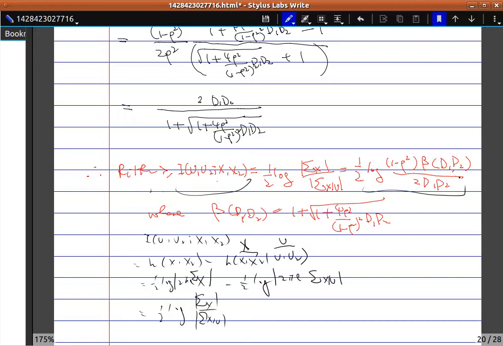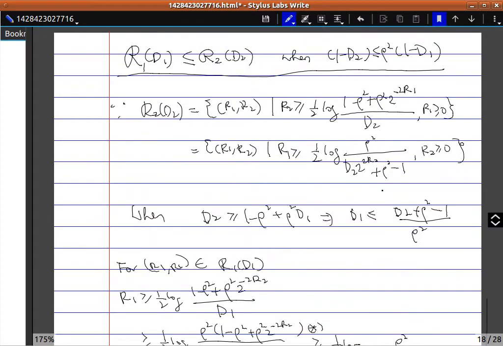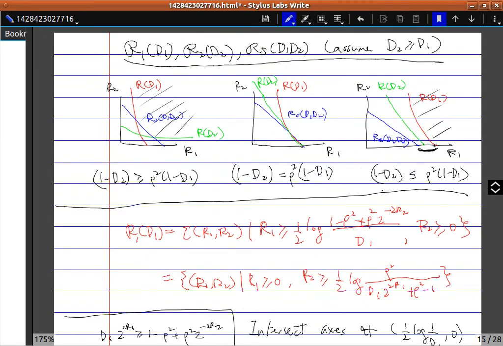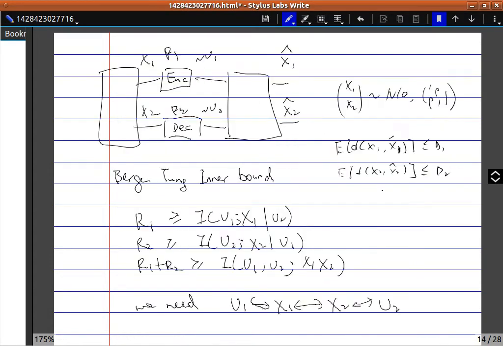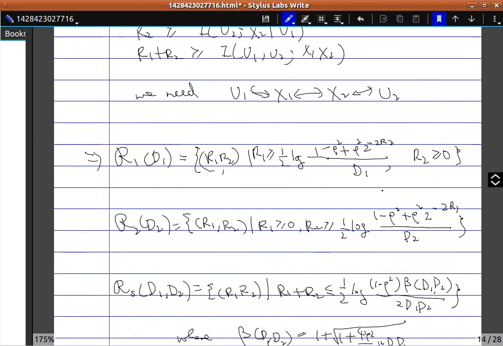And as I said, this is the bound that we have to define the rate region for our SD1, D2. This is PT here.